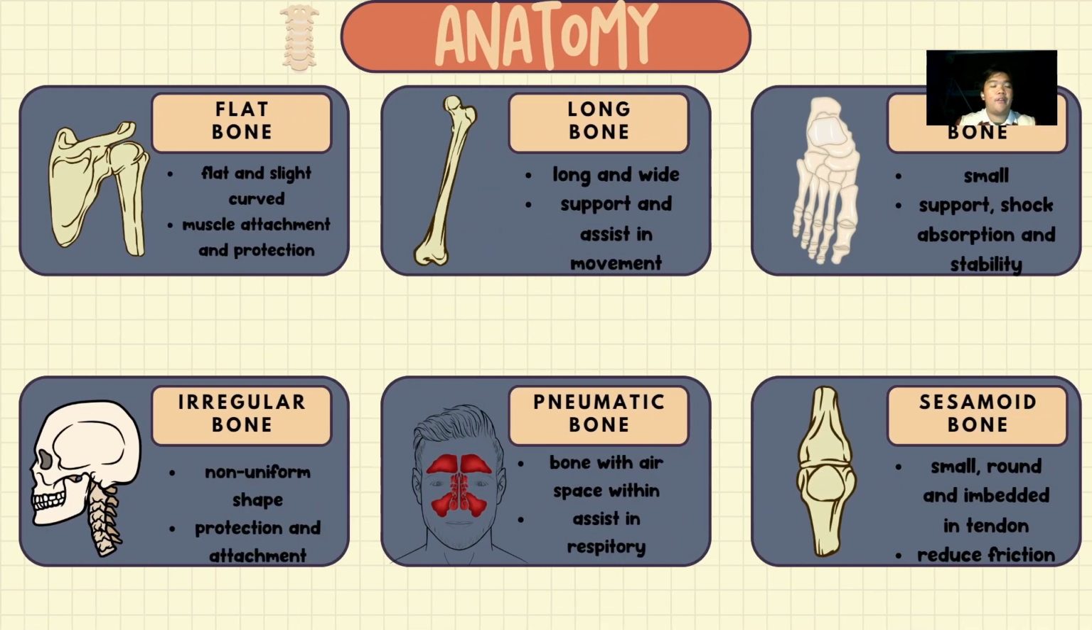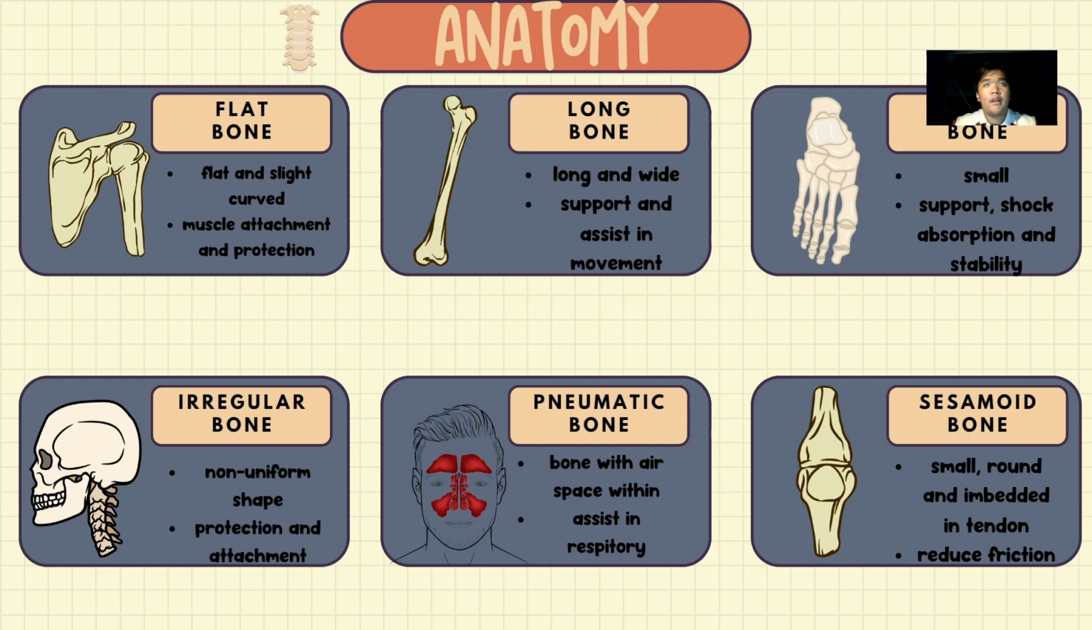With regard to the classifications of our bones, there are six classifications, which are flat bone, long bone, short bone, irregular bone, pneumatic bone, and sesamoid bone. And basically, a flat bone is a flat and slightly curved bone, for example, the sternum and our scapula.